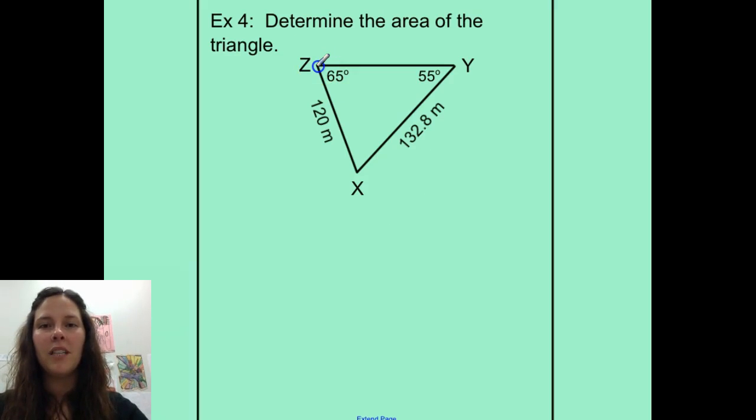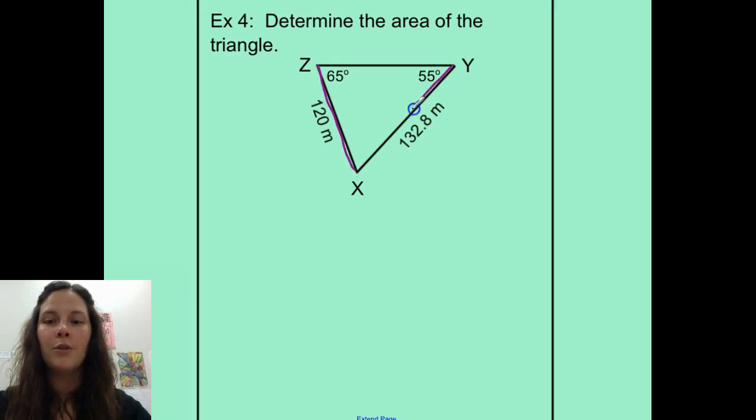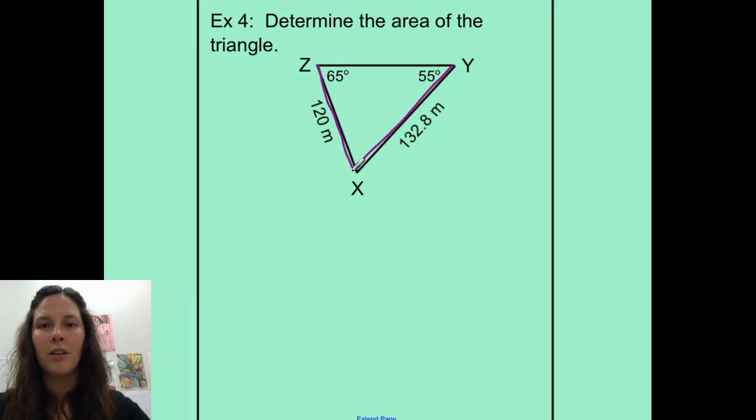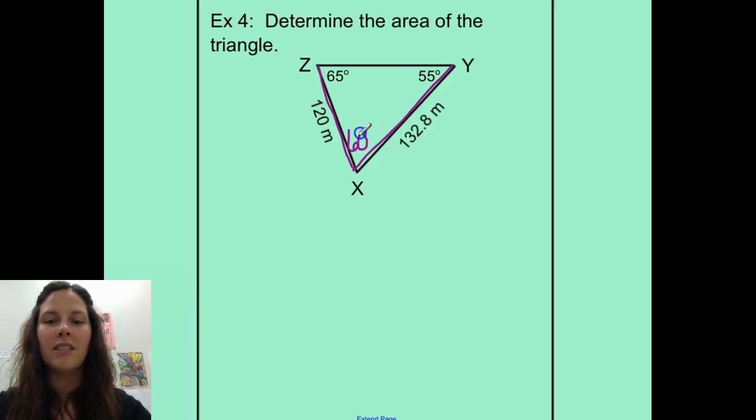One last example, we need to find the area of this triangle. If you notice, the two sides that we know do not form an angle measure that we know. So we need to solve for the angle measure first. Of course, 180 degrees in a triangle. We have a total of 120 degrees taken up already, so that leaves us with 60 degrees for angle X.